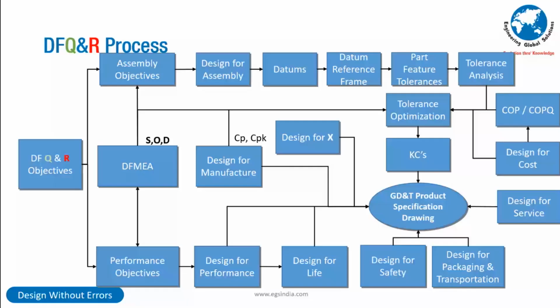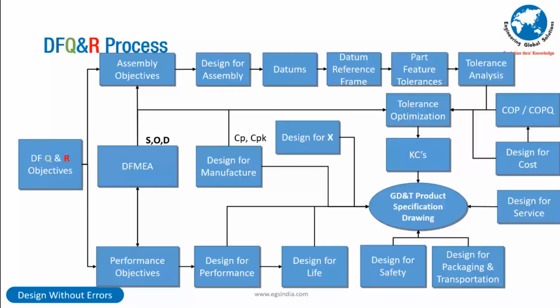Putting them together, we optimize the tolerances and get the key characteristics that need to be put on the drawing, which have a higher SOD denominator, and then releasing the product specification drawing using GD&T. Taking into considerations the design for manufacture, design for cost, design for service, and any other design considerations that may affect the fit, form, and functional requirements.